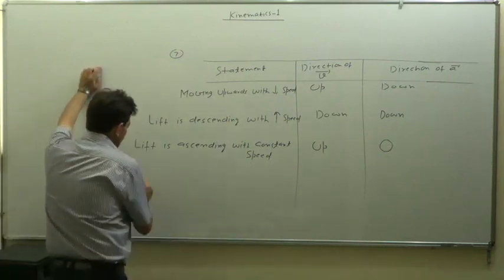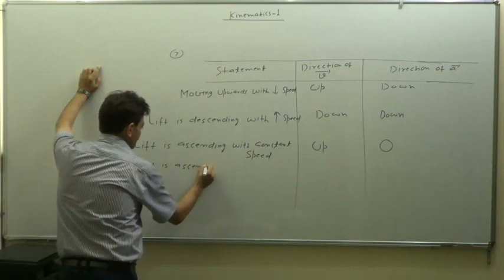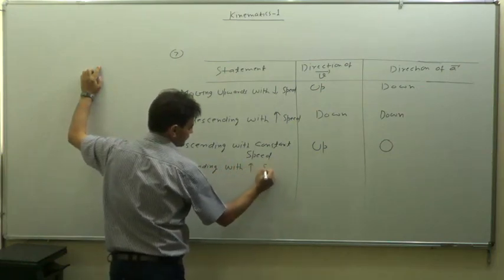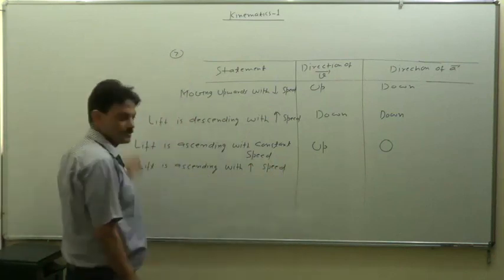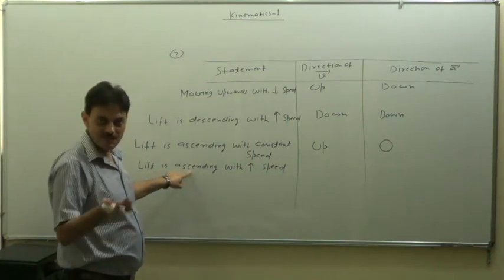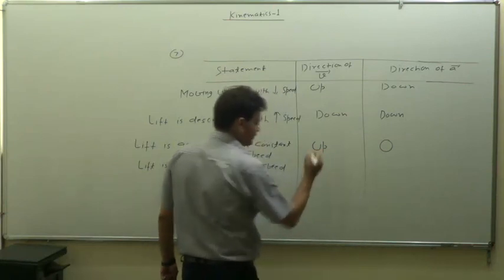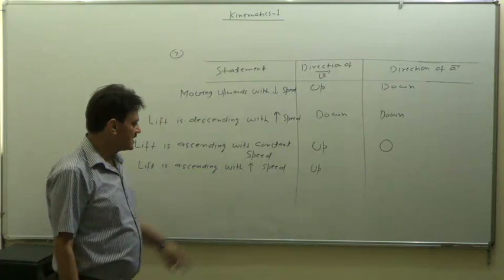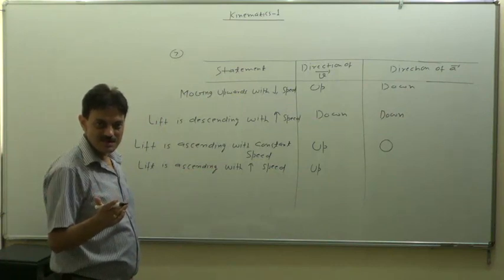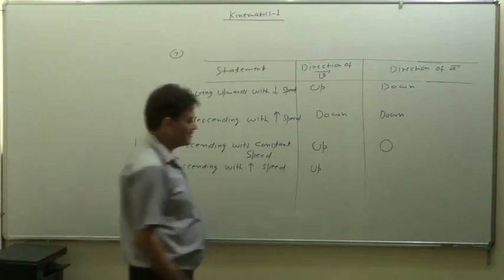Next you write: lift is ascending with increasing speed. Again, lift is ascending. Ascending means moving upwards, right? So what is the direction of velocity? It is up, and its speed is also increasing. It means acceleration is in the direction of velocity, so acceleration is also upwards, right?